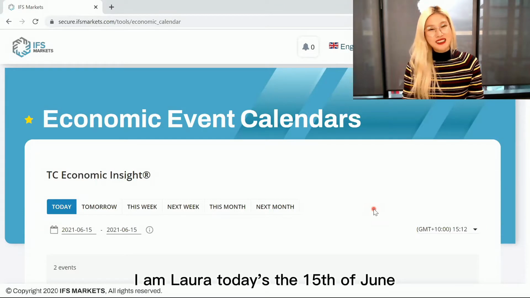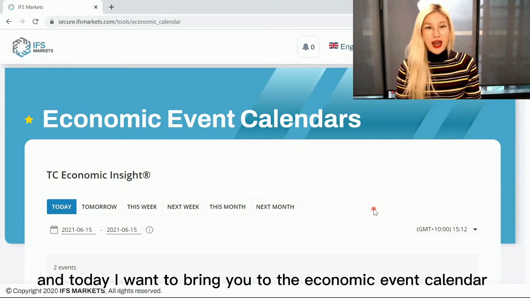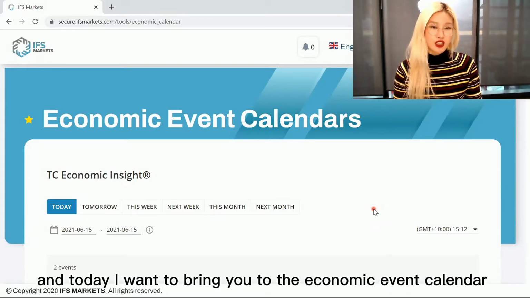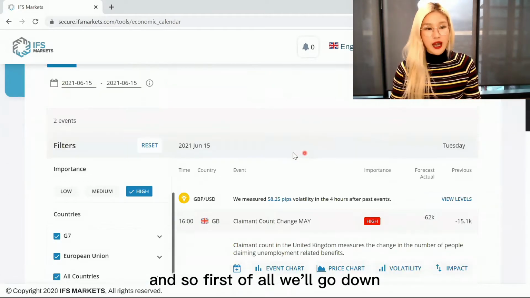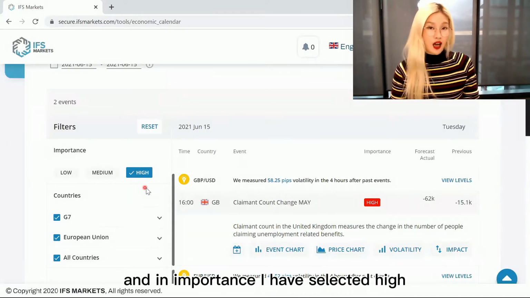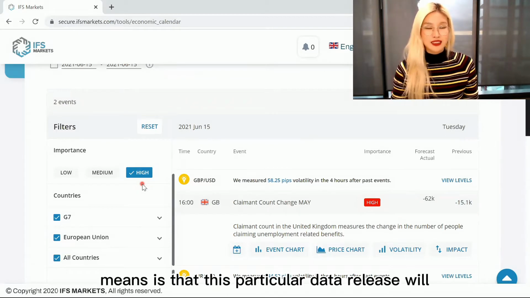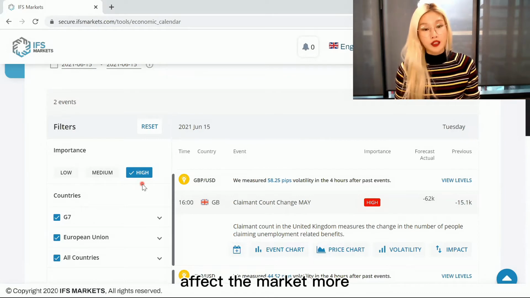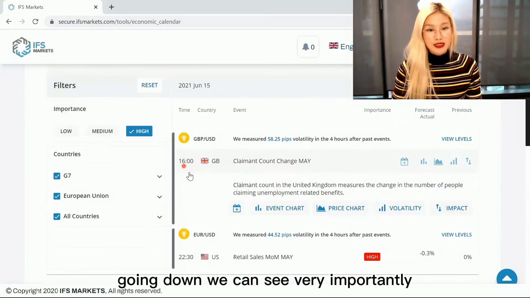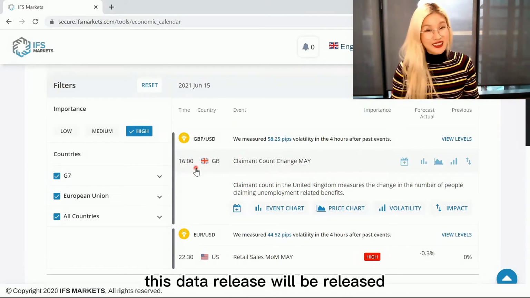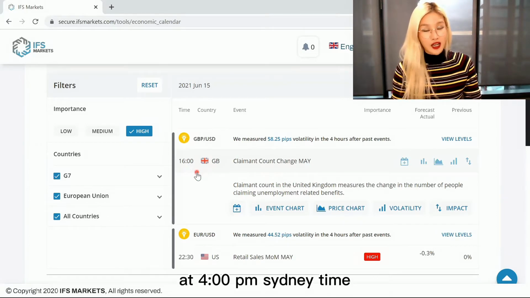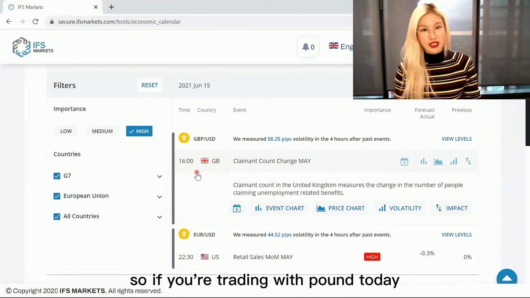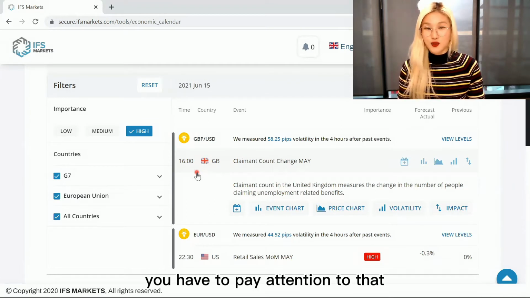I am Laura. Today is the 15th of June, and today I want to bring you to the economic event calendars. First of all, we'll go down, and in importance, I have selected high. What high means is that this particular data release will affect the market more. Going down, we can see, very importantly, this data release will be released at 4 p.m. Sydney time. So if you're trading with pound today, you have to pay attention to that.